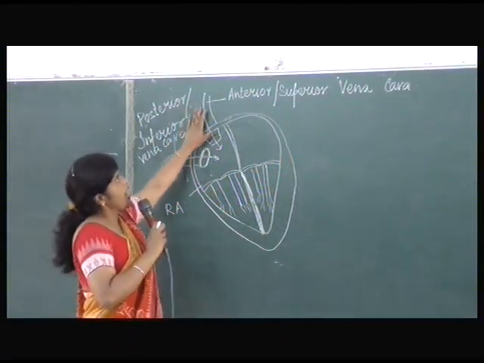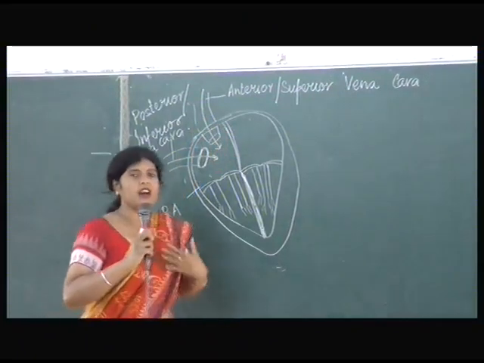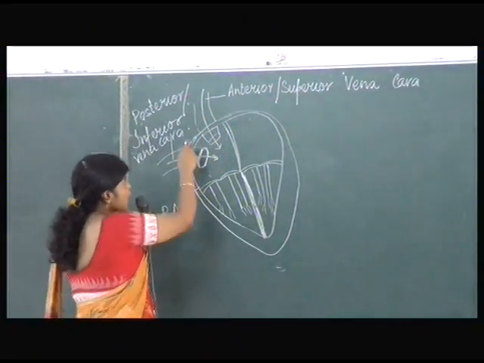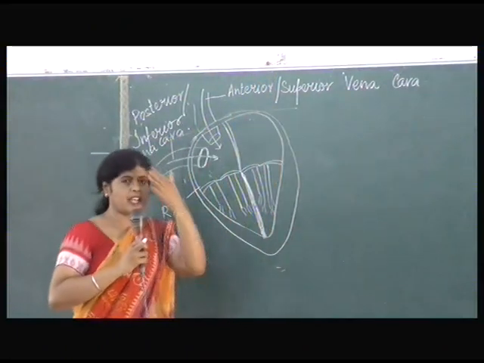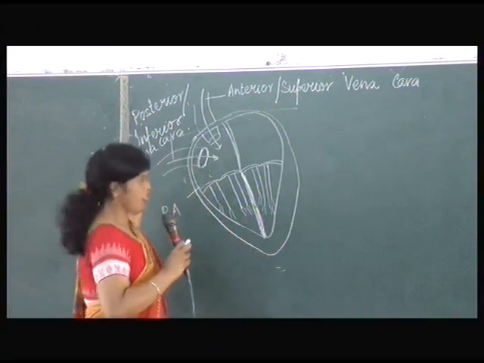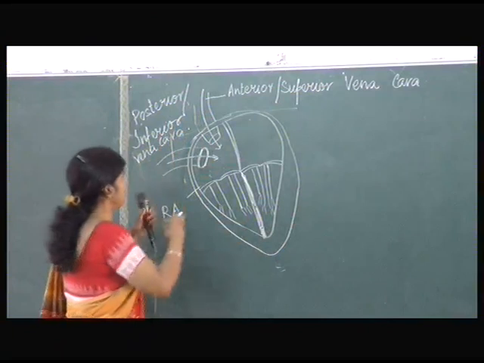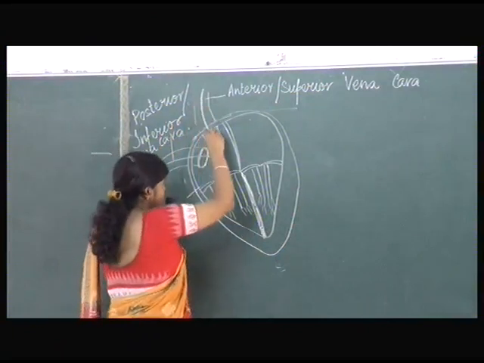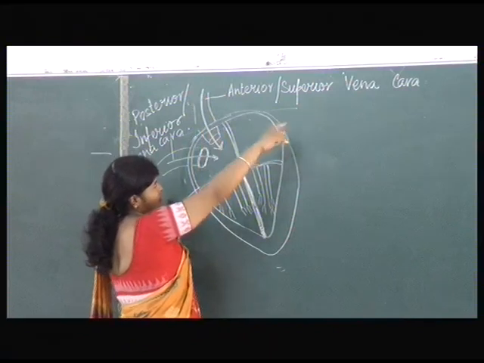Where is the anterior vena cava bringing blood from? The anterior vena cava is bringing blood from the organs which are located above the heart. Is it head, neck, hands, arms? So they are bringing blood, means here the blood is coming into the heart through the superior vena cava. Is it clear?